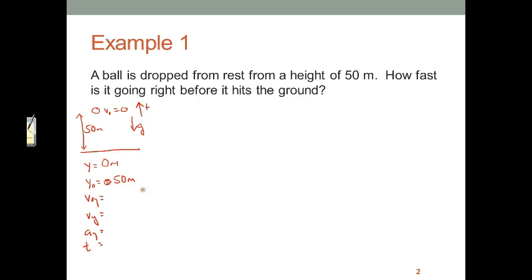V0y, I made a little note to myself, hey, it's dropped from rest, so that's a 0. Vy, I don't have any information on. A sub y is negative 10 meters per second squared. If you want to use 9.8, you can, but 10 does make the calculations easier. And I don't know t. So now I'm going to look at the question. How fast is it going right before it hits the ground? Because it says fast here, it is after a velocity. So we're looking for Vy.